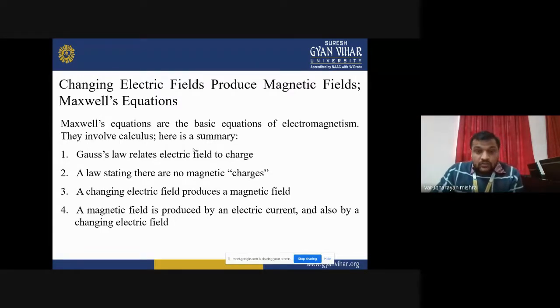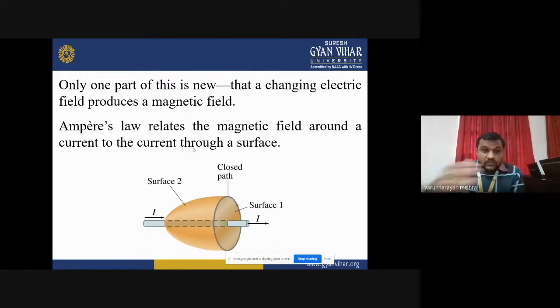So most of the technologies used in the study of electric fields or electromagnetism use the Maxwell equations. This is the way the changing electric field produces a magnetic field. You see here, this is a closed loop, meaning whatever charged particles are there, when they pass, they move in a closed path.